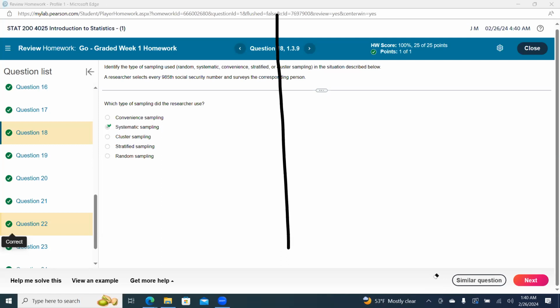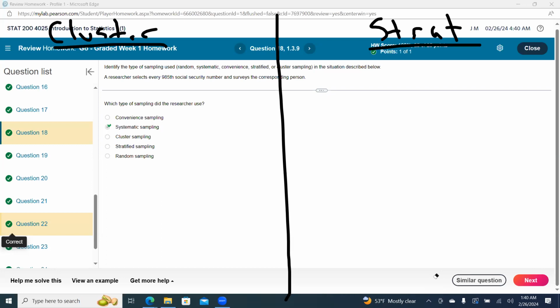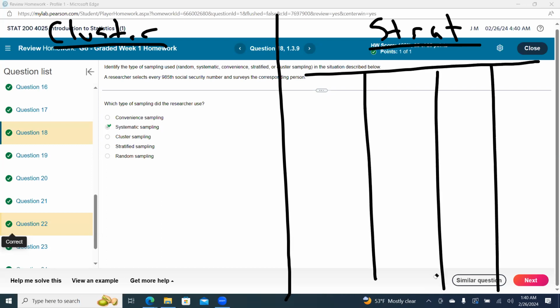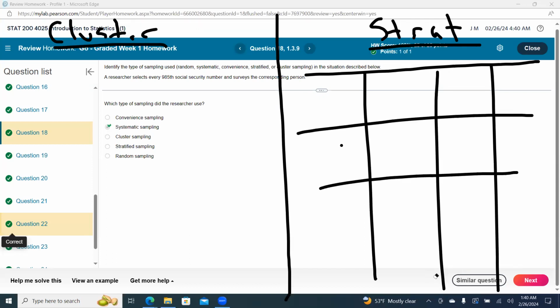Go ahead and Google image this. This is cluster, this is stratified, and they are two different sampling methods. Okay, so stratified, you have an entire population that's split into groups, supposedly, like I just said, by characteristic. So stratified are separated into groups.